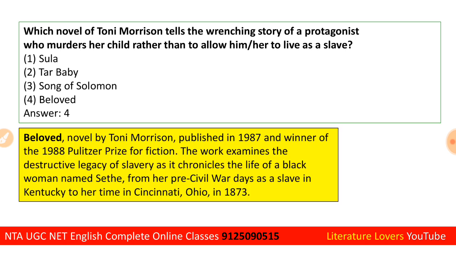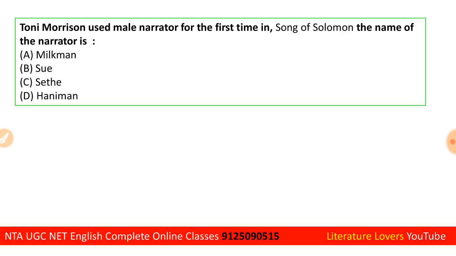So here is the correct answer, you can see on your screen, learners. It's Beloved, and Beloved is written by Toni Morrison. It was published in 1987, and after just one year she received a Pulitzer Prize for this particular work. This is a work that focuses on the destructive legacy of slavery as it chronicles the life of a black woman named Sethe. Learners, I'm talking about the work Beloved, not the character. So this is the correct answer.